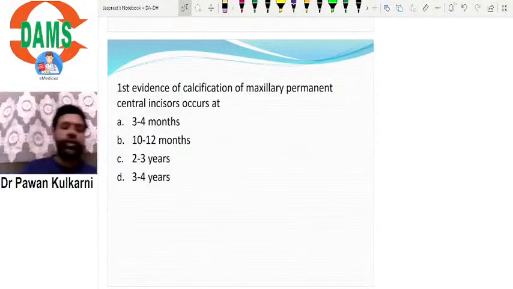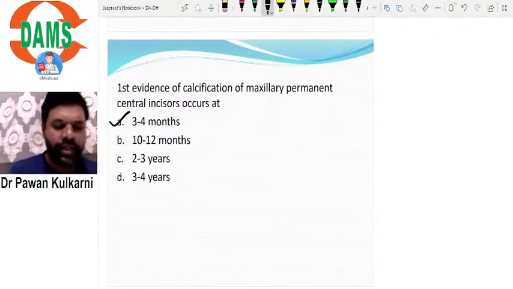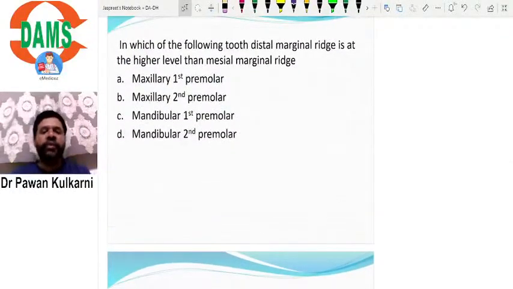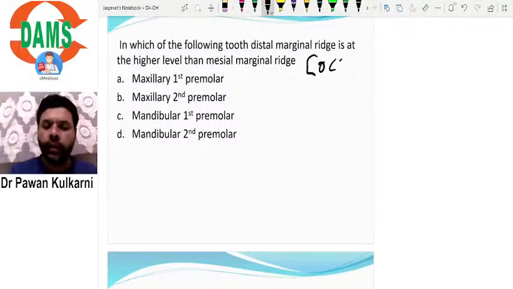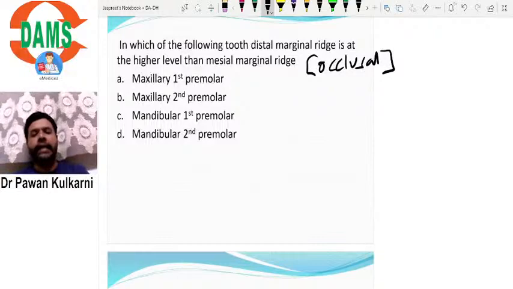Okay, let us move to the next question. First evidence of calcification of the maxillary permanent central incisor: this we have already seen, at the 3rd to 4th month. Next, in which of the following teeth is the distal marginal ridge at a higher level than the mesial marginal ridge? What do we mean by higher level? Higher level means occlusal.